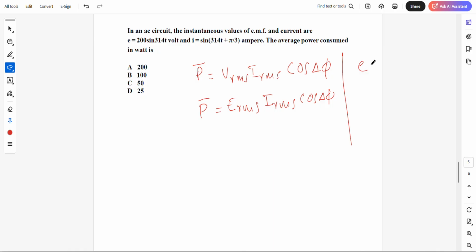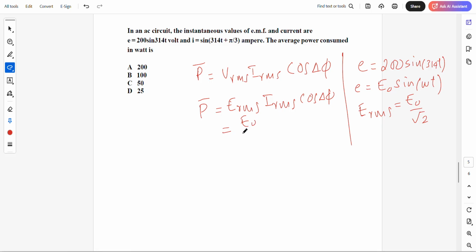Here, E, the instantaneous value of voltage, is given as 200 sine of 314t, right? Compare this with E is equal to E naught sine of omega t. Okay, what is ERMS? ERMS is equal to E naught by root 2. Understood?